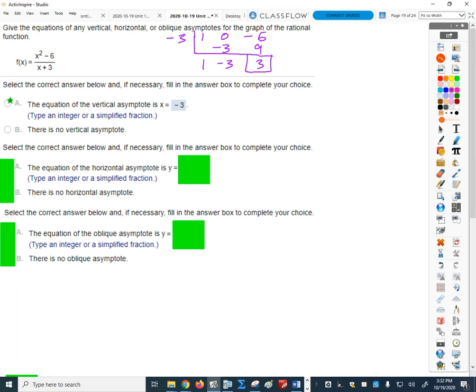That tells us that this is equal to x minus 3 plus a remainder of 3 over x plus 3. And if I take the limit of f of x as x approaches infinity, we can see that that term is going to go to 0. And so here are the terms in our polynomial answer. So that's our slant asymptote, right?